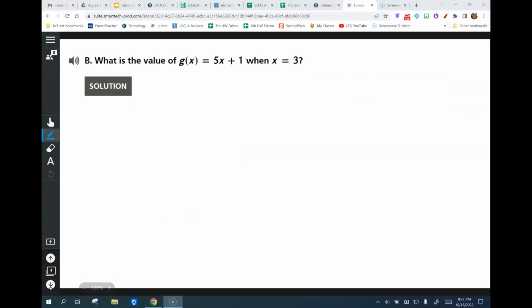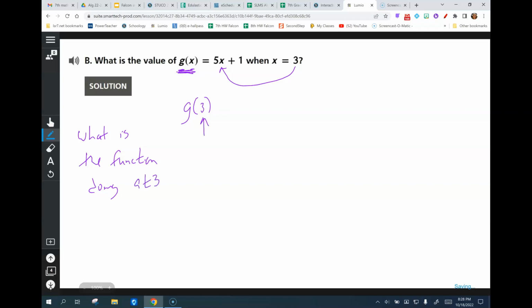So it says find the value of g of x. So now they're just using the function g. Does it make any difference? No. And one of the misconceptions is people think that this is g times x. It is not. This is g of x, okay? So all we're going to do, you can probably guess, what do you think we're going to do with that 3? Yep, we're going to plug it in here. And the way we write it is that we write g of 3. So what is the function doing at 3? So when x is 3, what is our function doing?